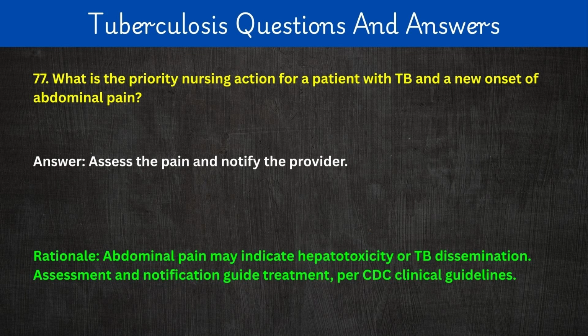77. What is the priority nursing action for a patient with TB and a new onset of abdominal pain? Answer: assess the pain and notify the provider. Rationale: abdominal pain may indicate hepatotoxicity or TB dissemination. Assessment and notification guide treatment, per CDC clinical guidelines.